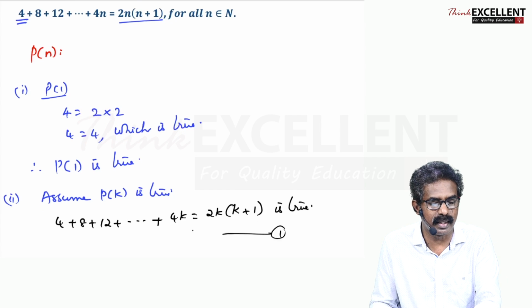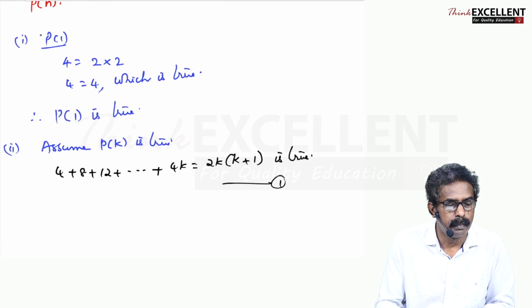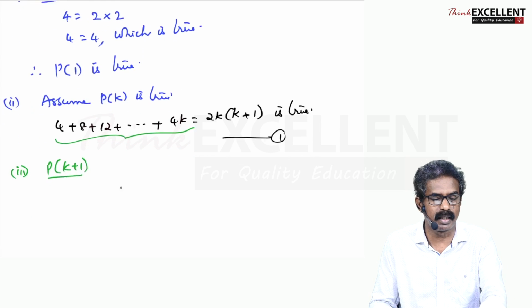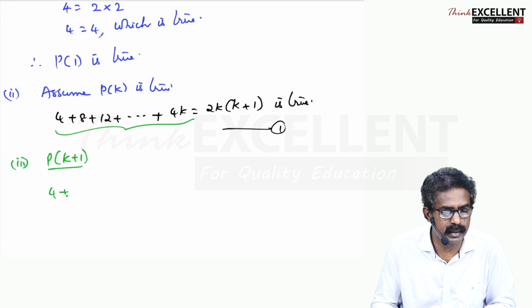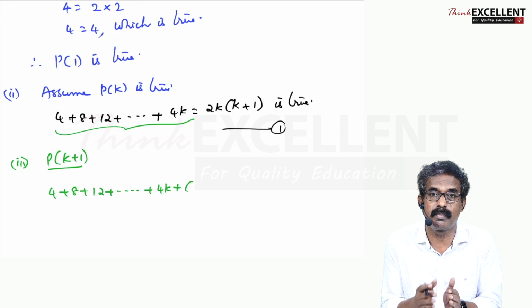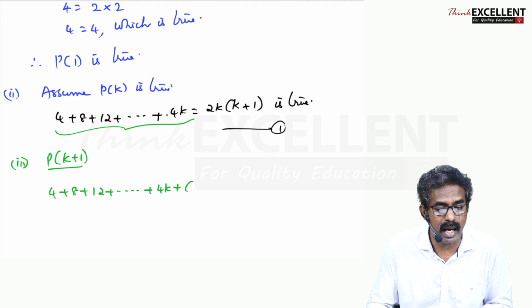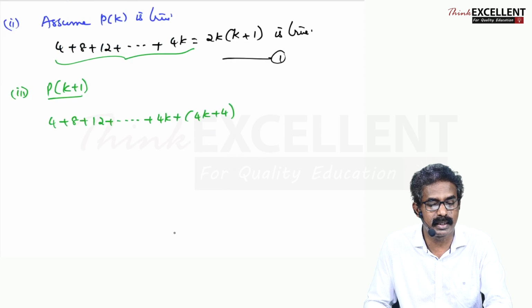And the next one is a very important step. P of k plus 1, right? So the third step is P of k plus 1. So copy these k terms plus one more term, right? So 4 plus 8 plus 12 plus etc. up to 4k plus the next term. How you are getting the next term? 4, then 8, then 12, keep on adding 4. So after 4k, what's the next term? You add 4 more, right? So 4k plus 4.